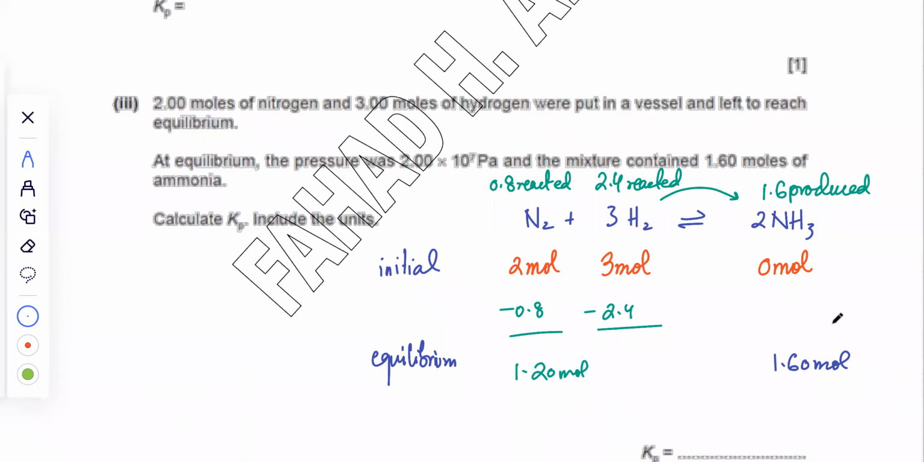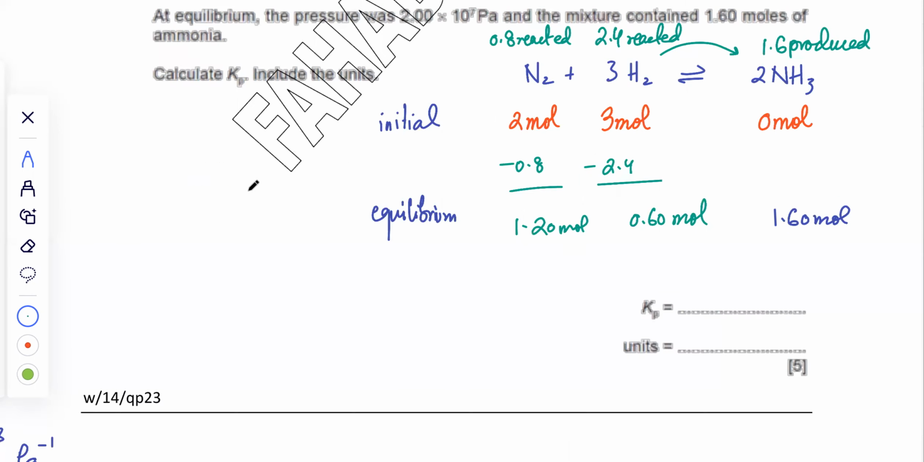And for the other one, you started off with 3 moles, now 2.4 are gone, so you're left with 0.6, right? TK, is this clear? Yes. And then obviously, because it's a Kp question, it's asking you to calculate Kp. So you have to find the equilibrium moles of each one of the reactants.